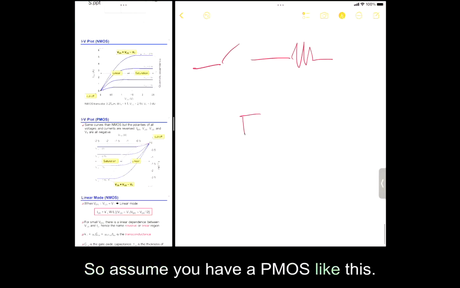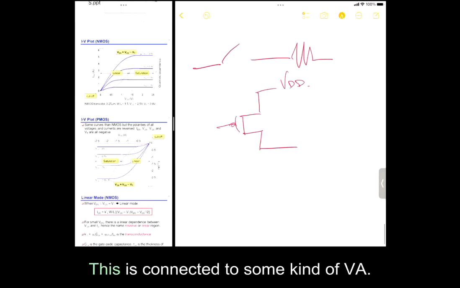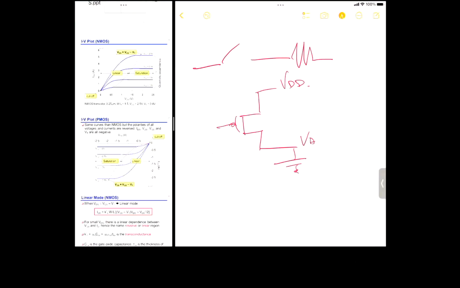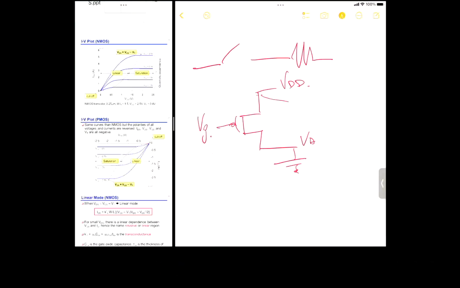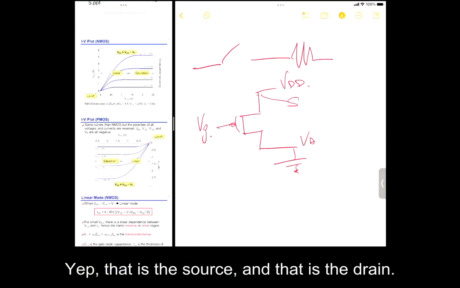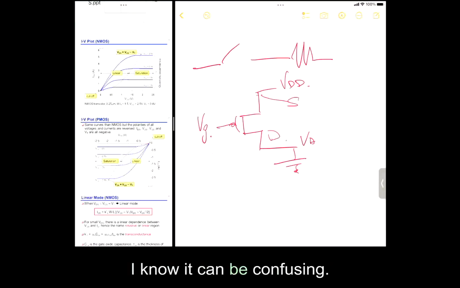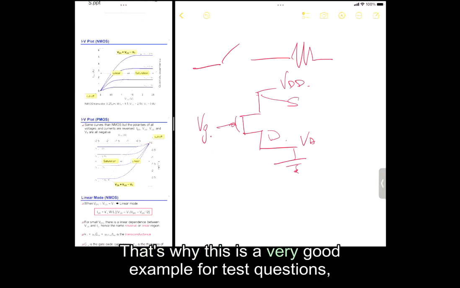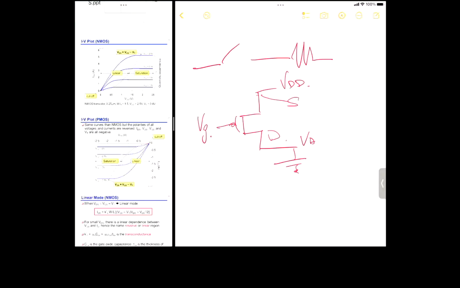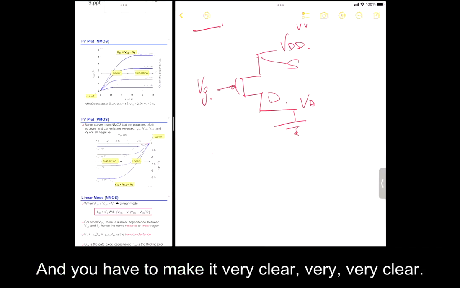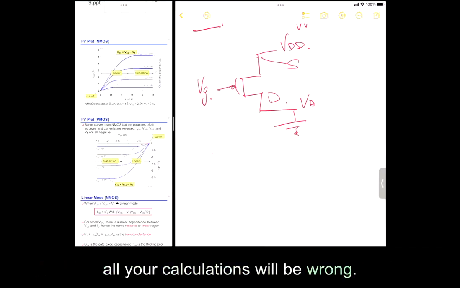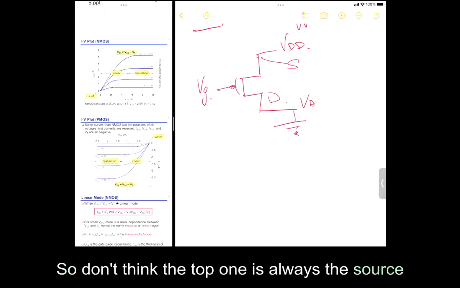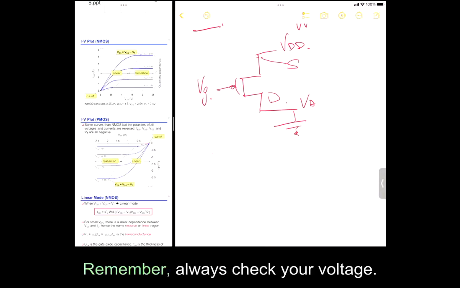So assume you have a PMOS like this. This is connected to VDD. This is connected to some kind of VA. This is your VG. Is the upper one the source or the upper one the drain? This one, that is the highest voltage. Yep, that is the source, and that is the drain. I know it can be confusing. That's why this is a very good example for test questions, I think. And you have to make it very, very clear, because if you mix up the source and drain, all your calculations will be wrong. So don't think the top one is always the source or the bottom one is always the drain. It doesn't work that way. Remember, always check your voltage.